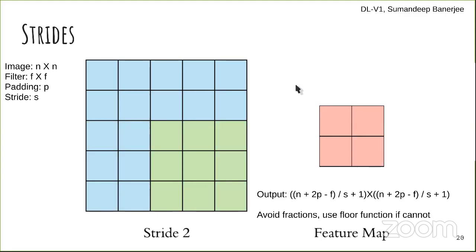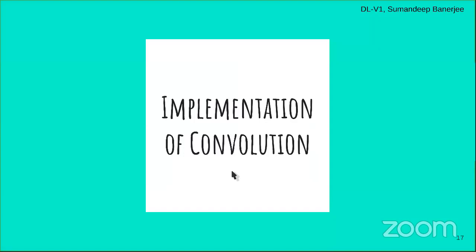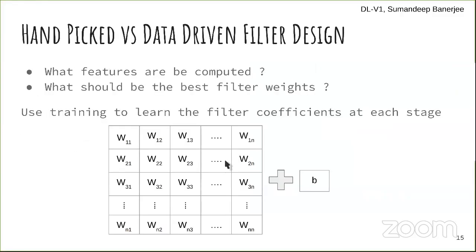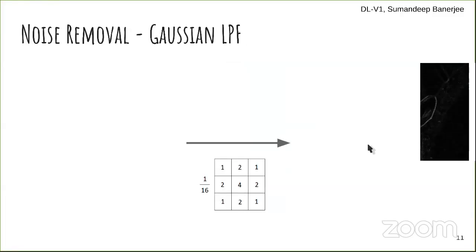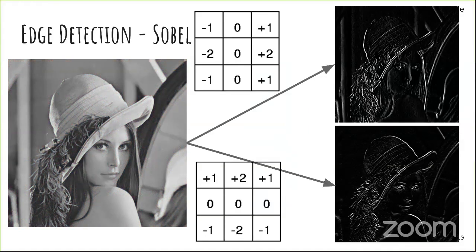So some of these kernels could be detecting horizontal edges, some could be detecting vertical edges. There are vertical positive edges, there are vertical negative edges. A positive edge would mean that you are going from black to white, and a negative edge would mean that you are going from white to black.